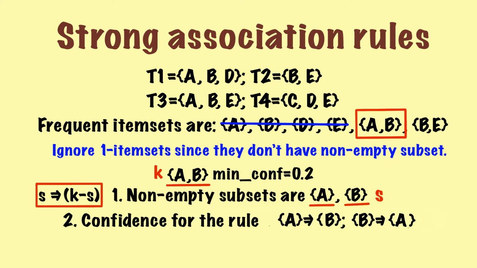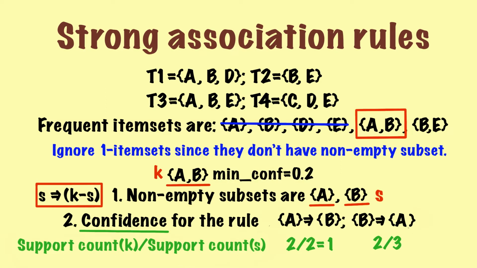Second, we calculate the confidence for the 2 rules we generate, since we have 2 possible S. The confidence of the association rule is actually the support count of K divided by the support count of S. So the confidence for the rule A to B is 1. For the rule B to A, it is 2/3. Both of the rules are strong because their confidence is larger than the minimum confidence threshold. In fact, the association rules must be derived from a subset of frequent item sets. Otherwise, the support of the rule won't be larger than the minimum support threshold. Consequently, the rules cannot be strong.